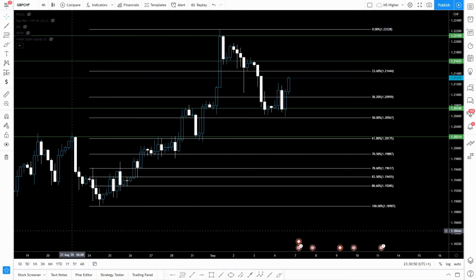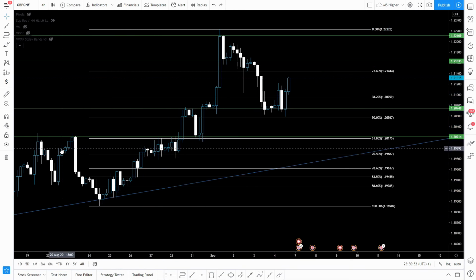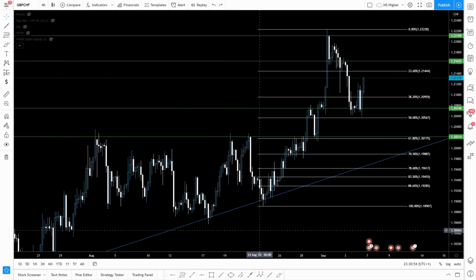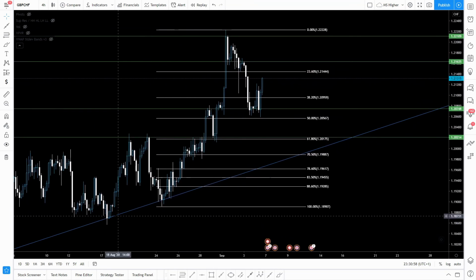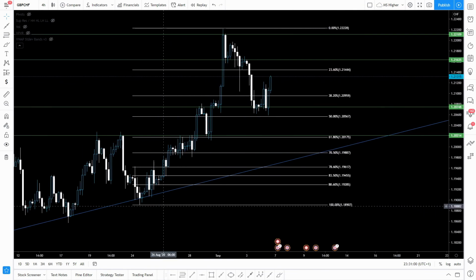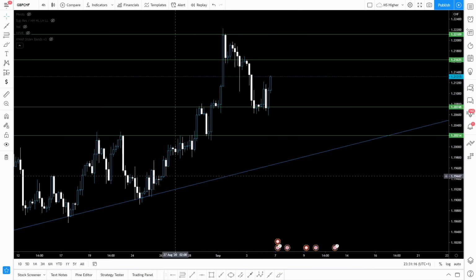Oh, that was quite bad. All right, cool. So we have our Fibonacci right here. It's come down to 50%. We had our support resistance, and it's come back up. It's broken. Look at this. Let's see what's happened. Let's have a look at price action and market structure.